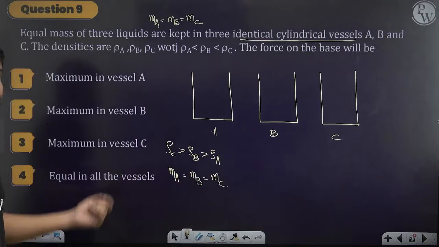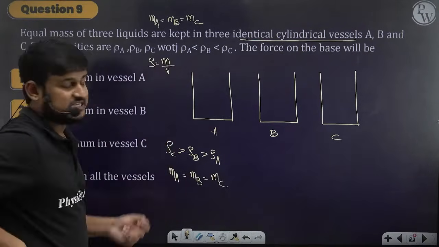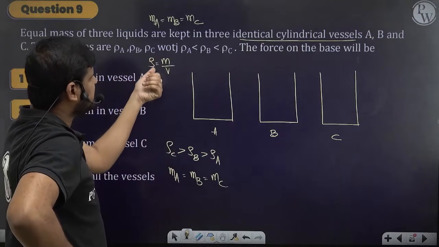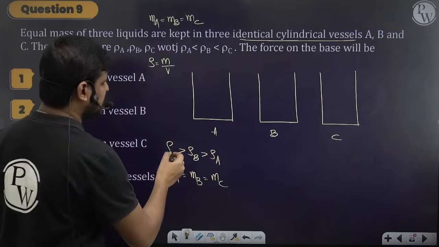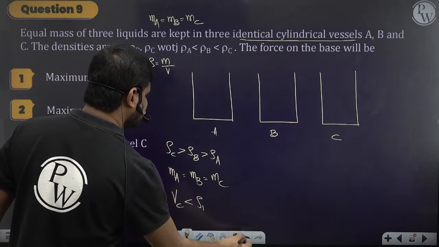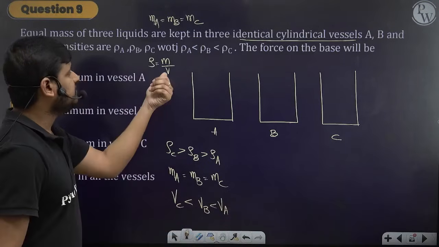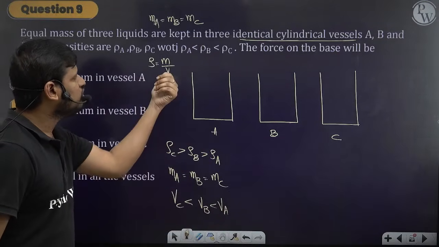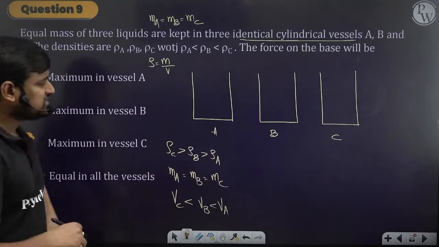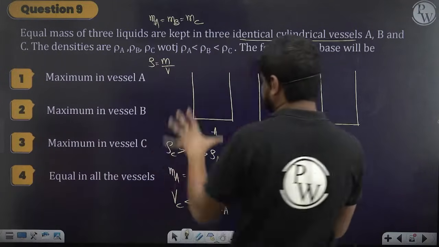Now what about their volumes? I can say that density is equal to mass by volume. If the mass is constant and the volume is more, the density will be less. If the density is more, the volume will be less. So I can say the volume of C will be less than that of B, which will be less than the volume of A. Yes, the volume of A will be more. So if the volume of A is more, then the density of A will be less.